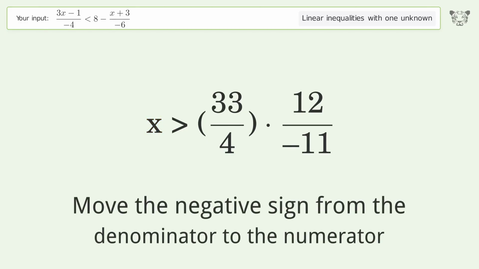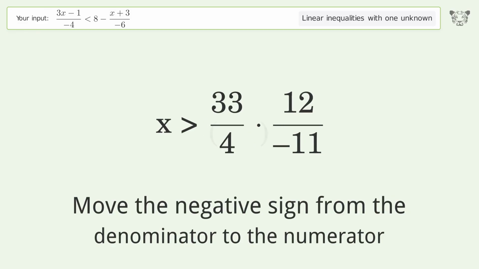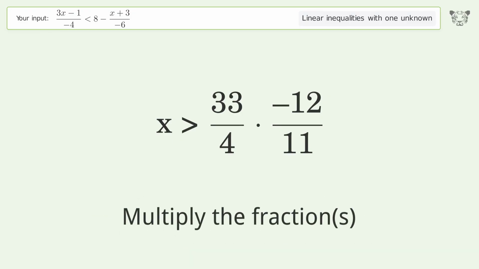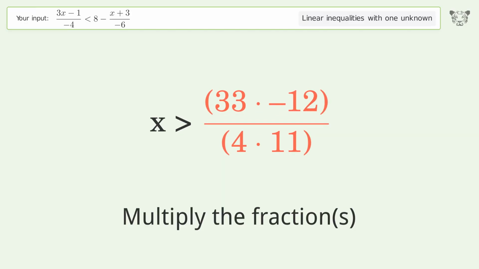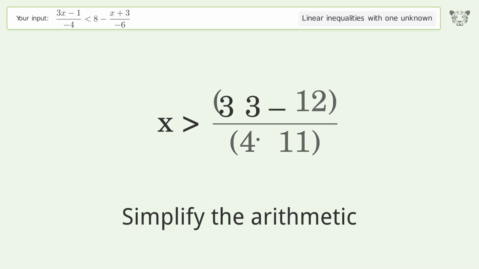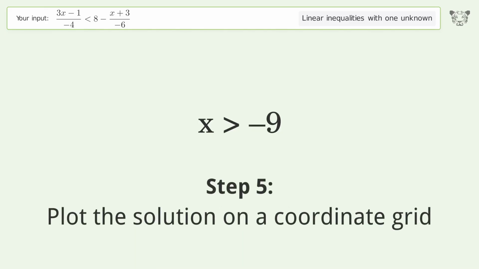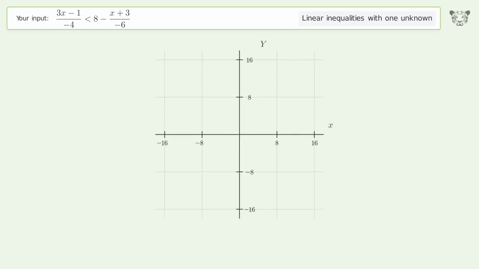Move the negative sign from the denominator to the numerator. Multiply the fractions. Simplify the arithmetic. Plot the solution on a coordinate grid. And so the final result is x greater than -9.